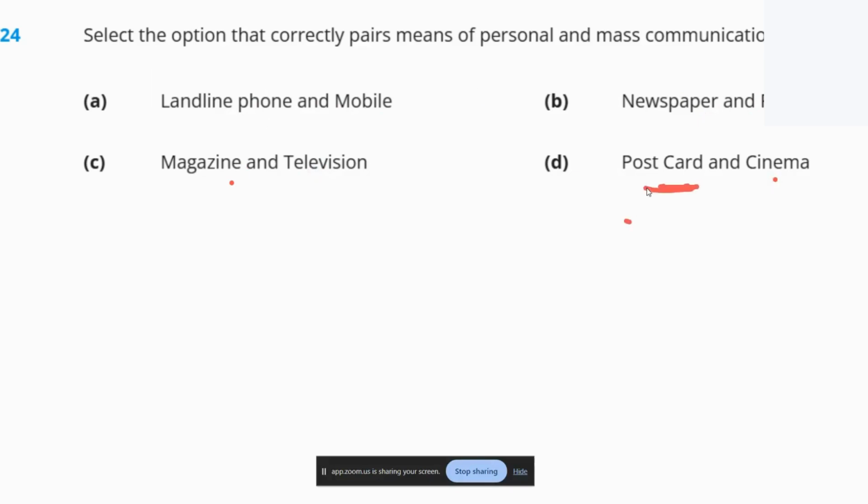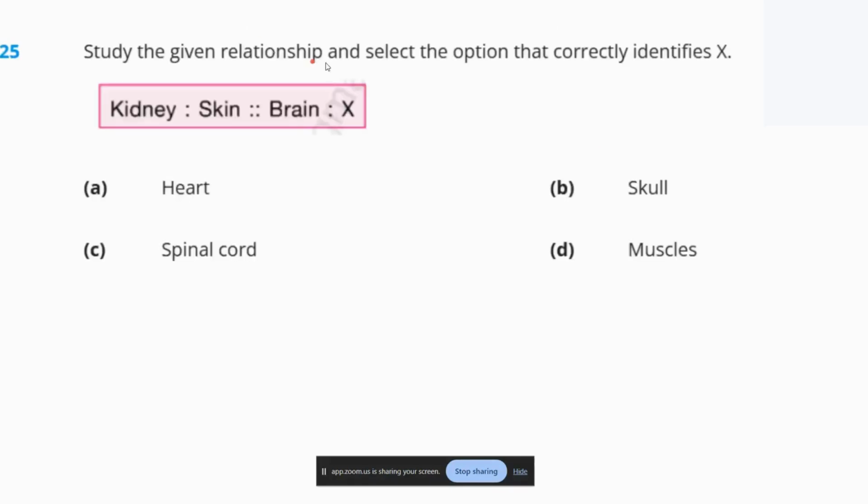This postcard is a personal communication and cinema is mass communication. So option number D is our right answer. Yes, postcard and cinema. Next, study the given relationship and select the option that correctly identifies X.